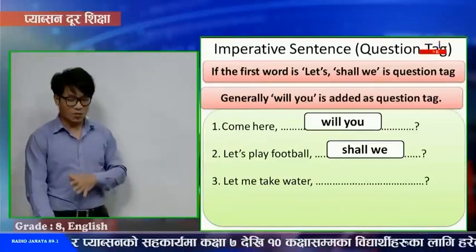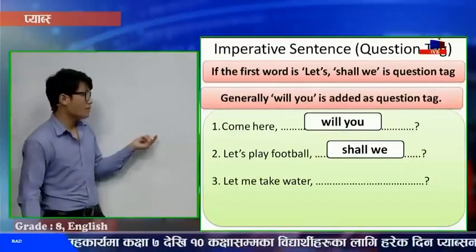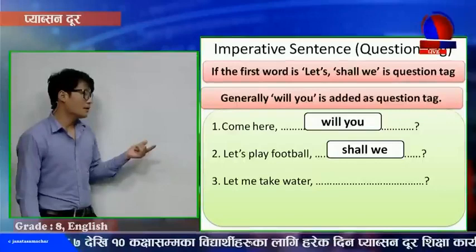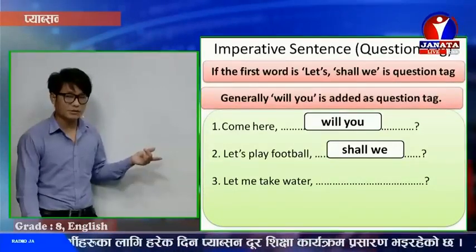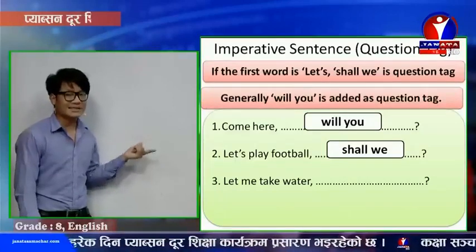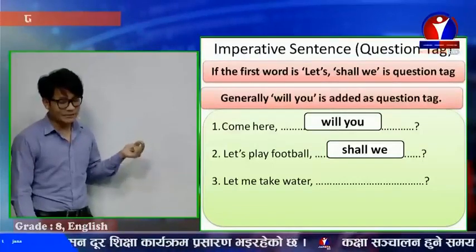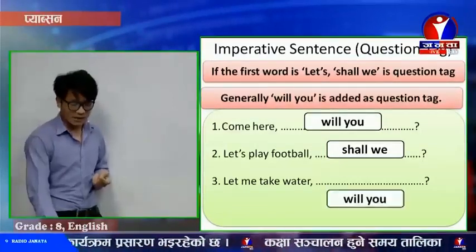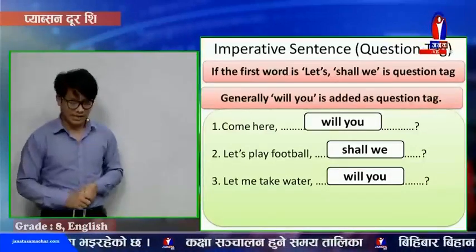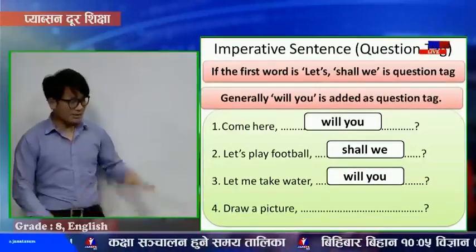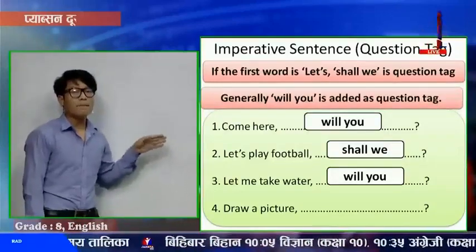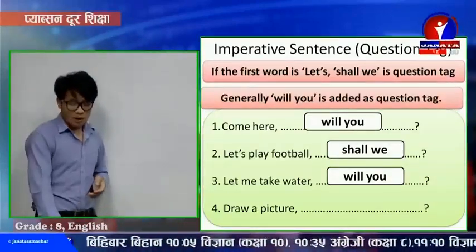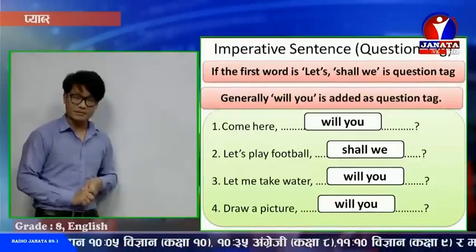Next: let me take water. You may get confused. Actually, this is asking permission from a second person. This is not let's, this is let. Let me take water. That's why will you is the question tag. You can see the last example: draw a picture. Obviously the question tag is will you.